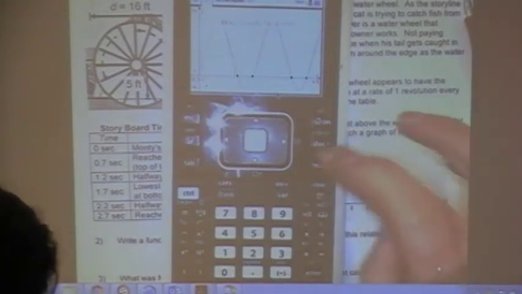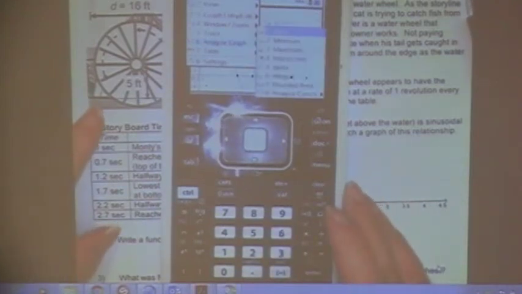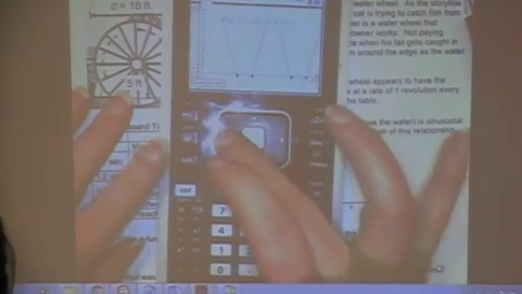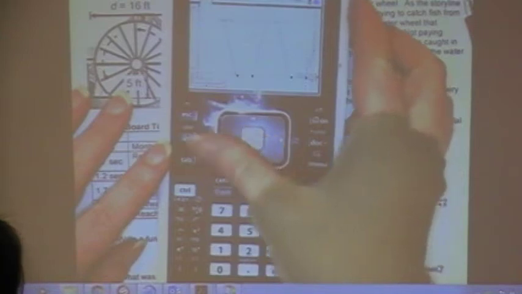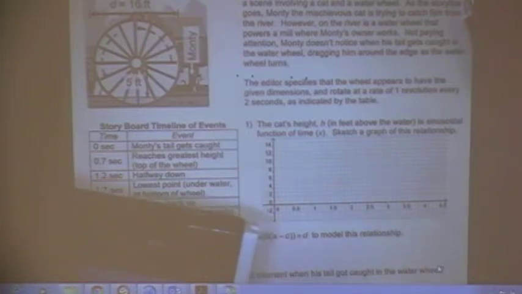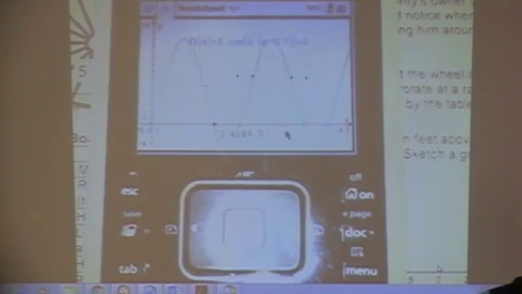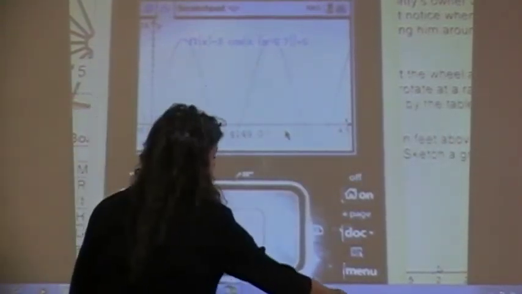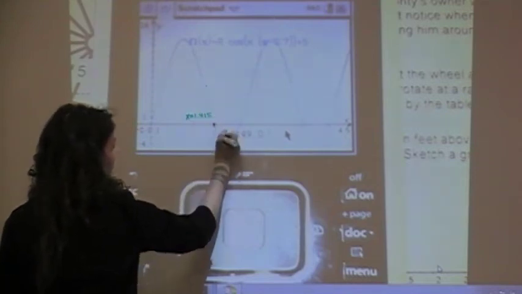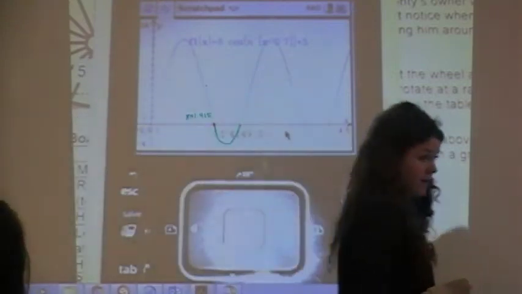So I'm going to do analyze graph, and I am looking for the zeros. Where it equals 0? Okay, so there I got for my first 0, I got 1.4149. That was a going in the water 0. That is when Monty went in the water at 1.415. He entered the water. So now I need the coming out of the water answer.